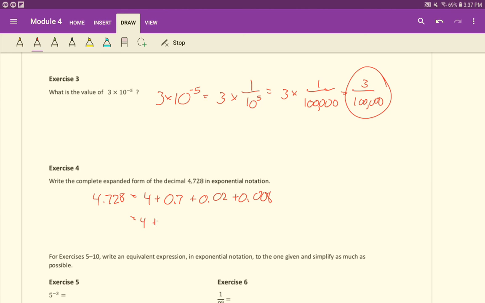Which is really then 7 tenths, so it's 7 times 1 over 10. And then this is 2 hundredths, so it'll be 2 times 1 over 100. And this is 8 thousandths, so it's going to be 8 times 1 over 1,000. Which you can further write in exponents as 4 plus 7 times 10 to the negative 1, because 10 is really just 10 to the 1. 100 is really 10 squared, and 1,000 is really 10 to the third. So we can rewrite that as 2 times 10 to the negative 2, and 8 times 10 to the negative 3.